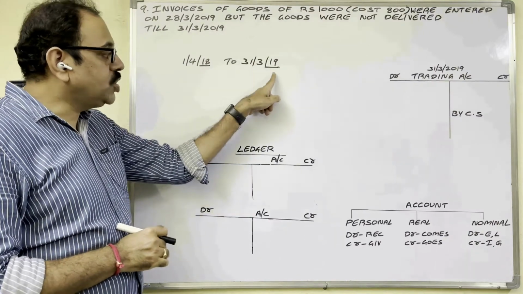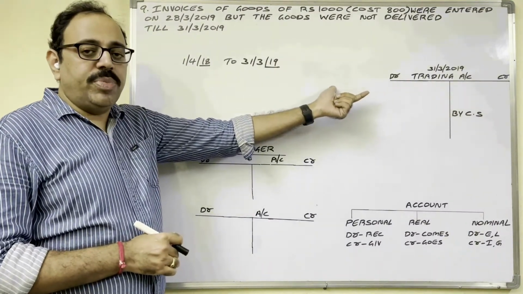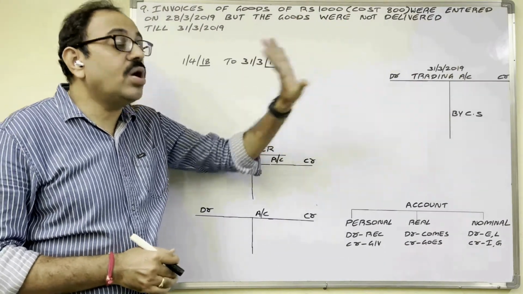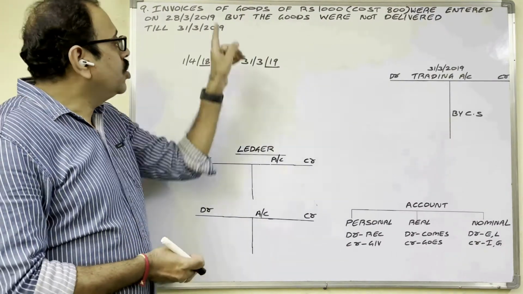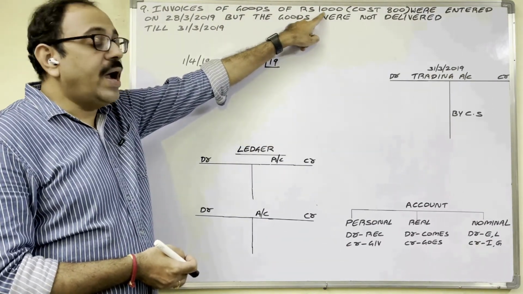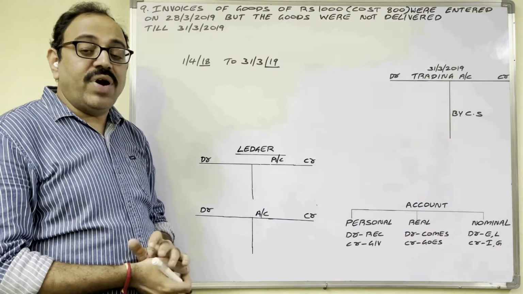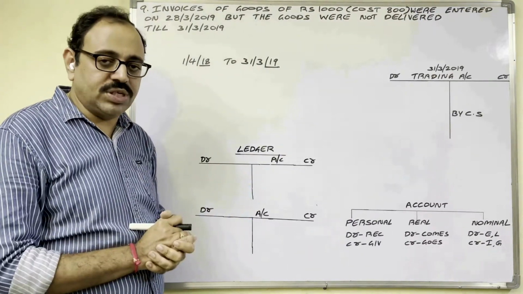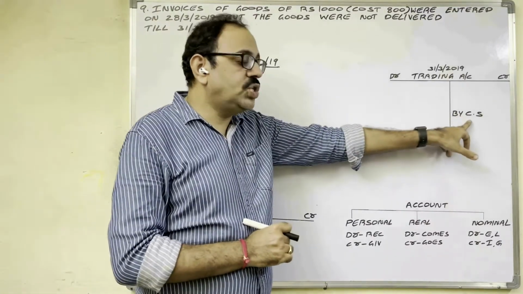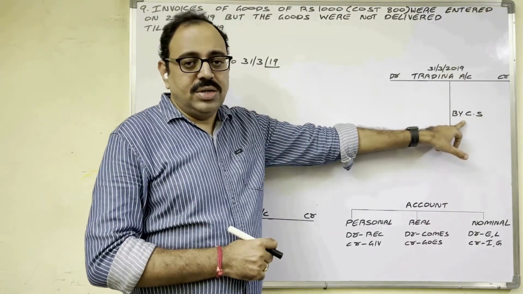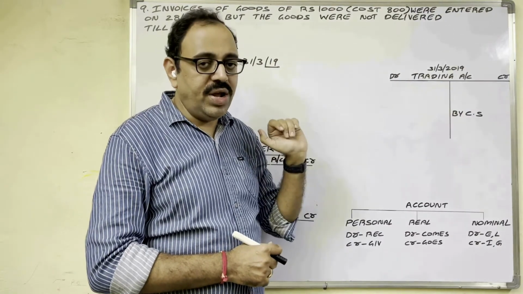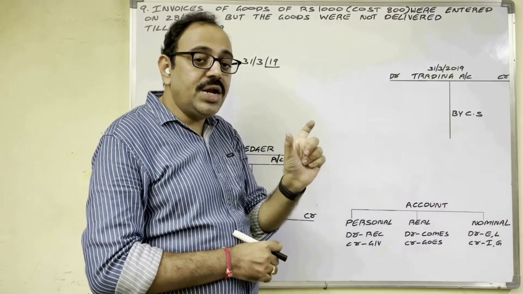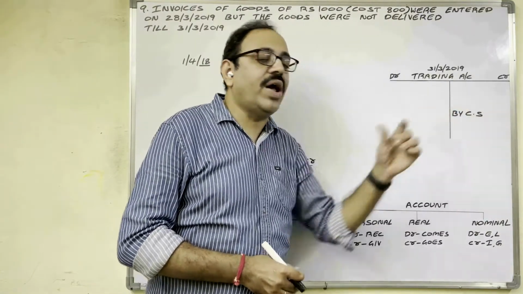So on 31st March 2019, when the trading account is prepared, while showing the closing stock on the credit side, these 800 rupees worth of goods are also included. Remember, the goods are sold for 1000 rupees and the goods' cost price is 800 rupees. While writing the amount for sales, we should consider 1000 rupees because we sold them for 1000. But while writing closing stock, only cost price we should consider. The total cost price of goods is not given, but this sold goods' cost price is 800 rupees. So this 800 rupees is also included in the closing stock value.